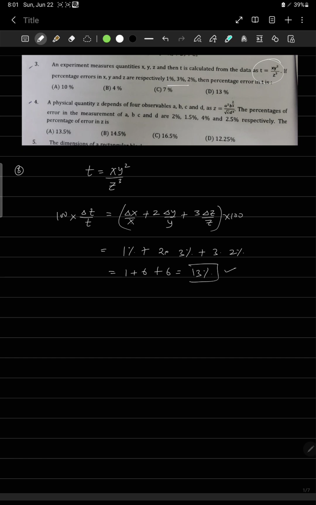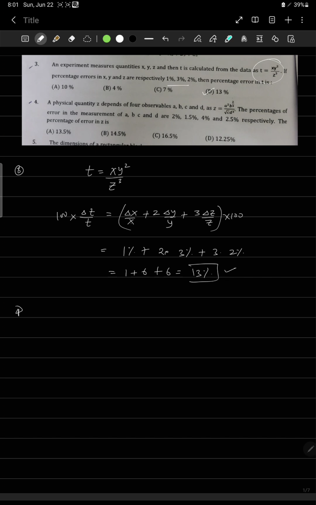We know that when we have this relation, we can write the relative error, which is delta t by t equals delta x by x plus 2 times delta y by y plus 3 times delta z by z. To find the percentage error, we multiply by 100, as multiplying the relative error by 100 gives the percentage error. Delta x by x into 100 is given as 1%, 2 times delta y by y into 100 is 6%, and 3 times delta z by z is 6%. So 1 plus 6 plus 6 makes it 13%. So option D is the answer.